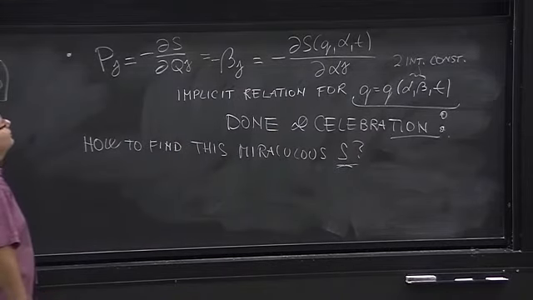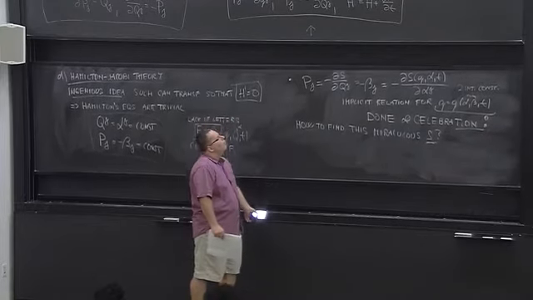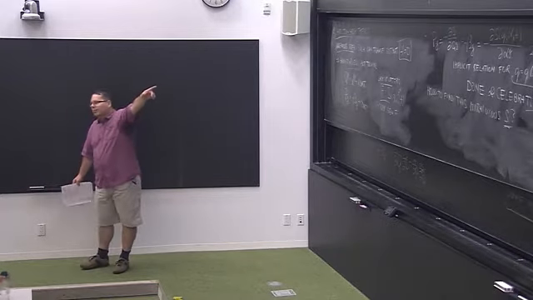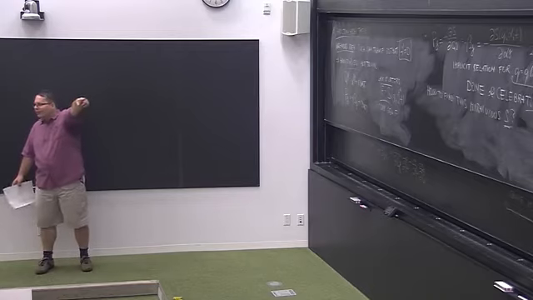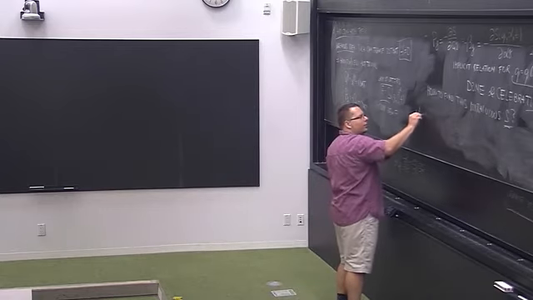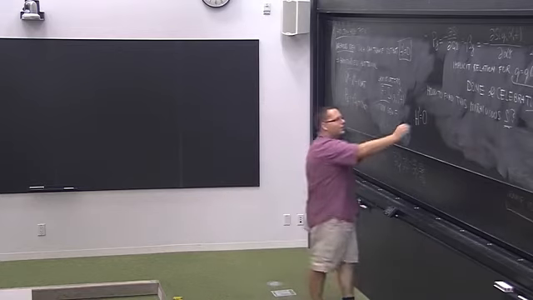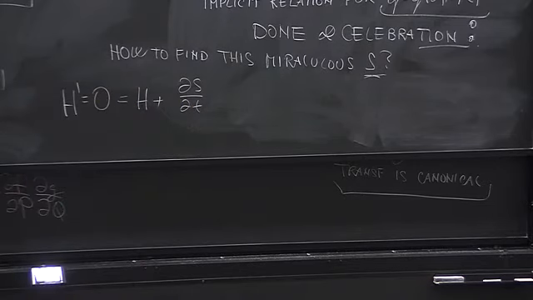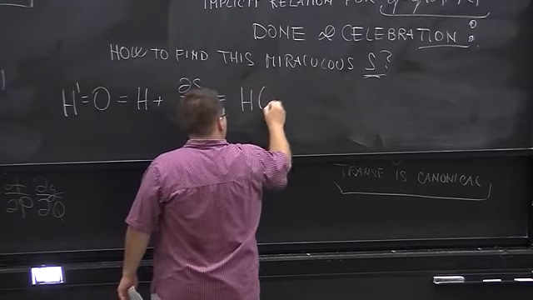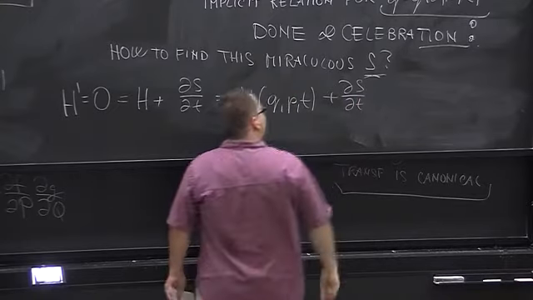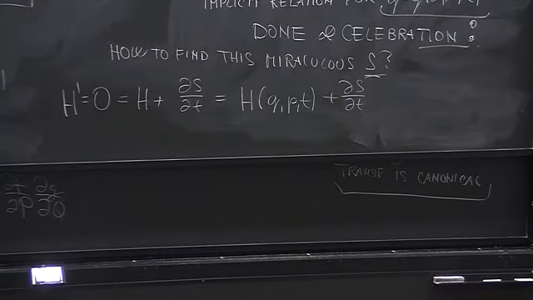And the answer is, well, we haven't used all the equations we have in our disposal, right? We have used the Hamilton's equations, and we have used the middle equation over there. But we still have the first and the third equation to use, right? So using the third equation, we require that H prime is equal to 0, which is H plus dS over dt. So now H is a function of Q and P and T, plus dS over dt, right?